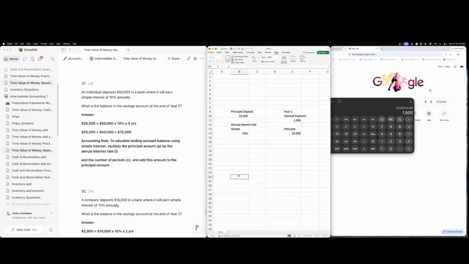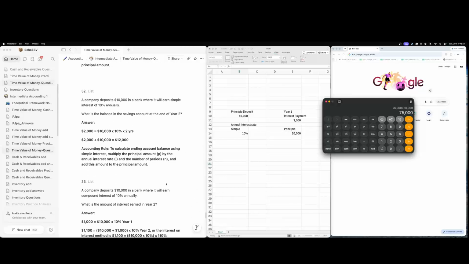An individual deposits 50,000 at a bank where it earns simple interest of 10%. What is the balance in the savings account at the end of 5 years? It doesn't compound, but it does earn interest. So 50,000 times 10% is 5,000 per year. Over 5 years, that's 25,000, plus the original principal of 50,000, gives 75,000.